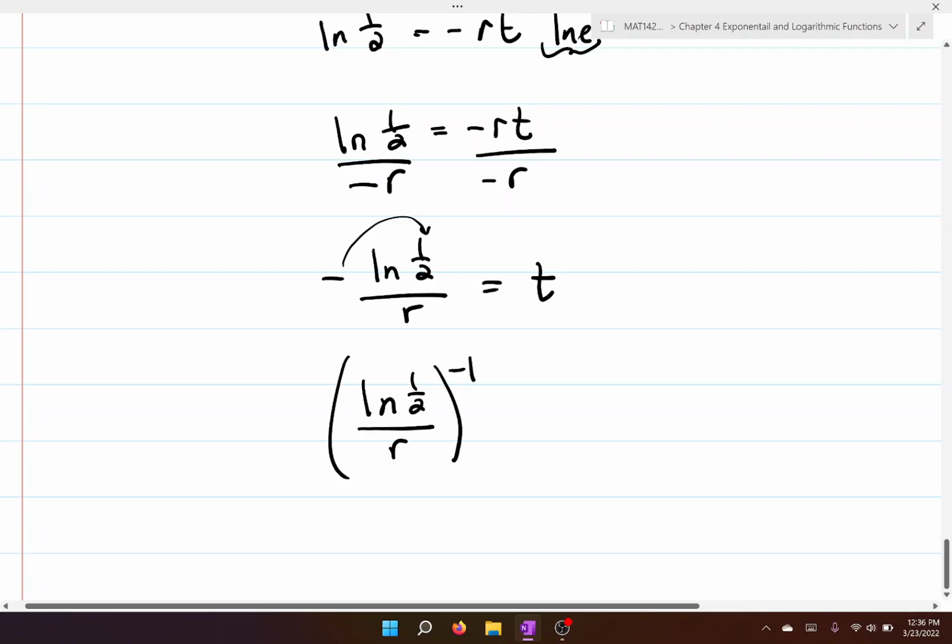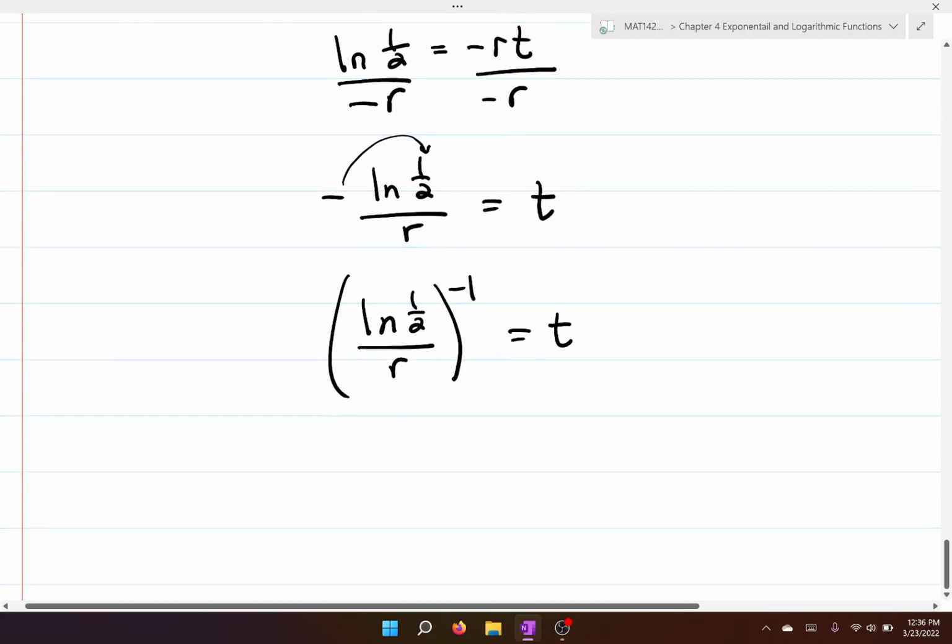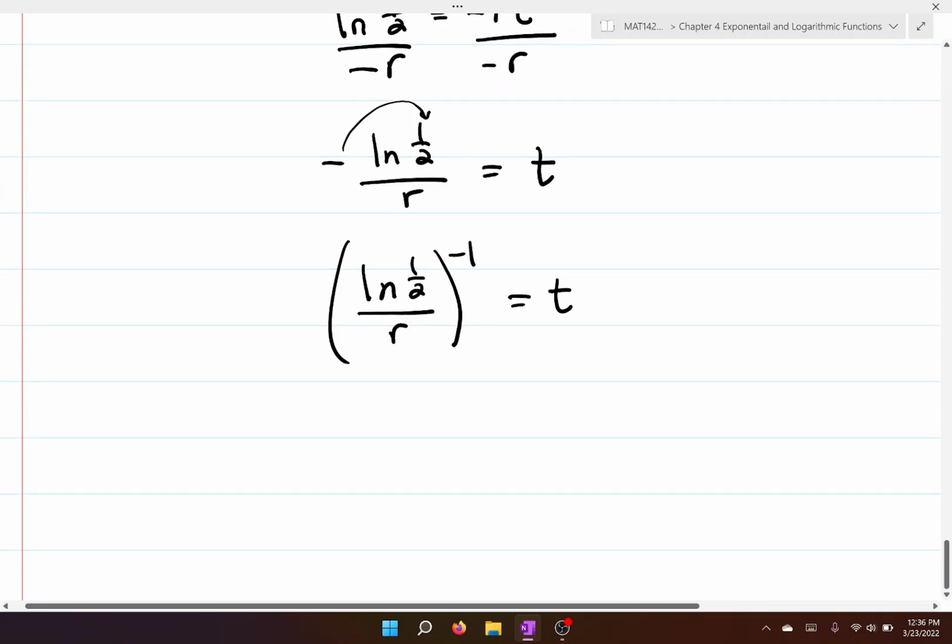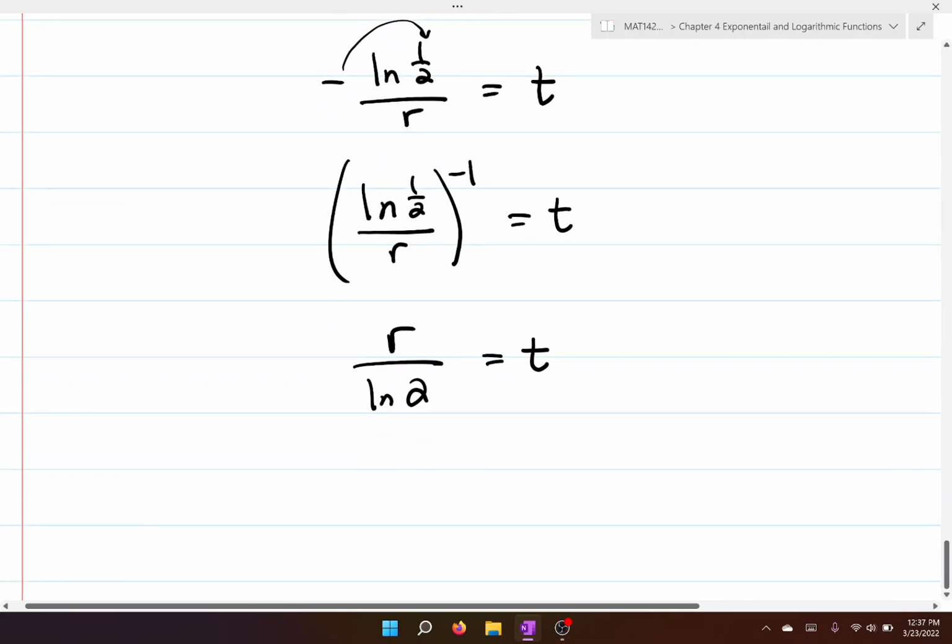And to make this exponent positive, all I'm going to do is just apply my negative exponent rule. And by doing that, I flip this over to give me r over, sorry, my bad. Wrong way around. I flipped the wrong thing. The ln of 2 over r equals t.